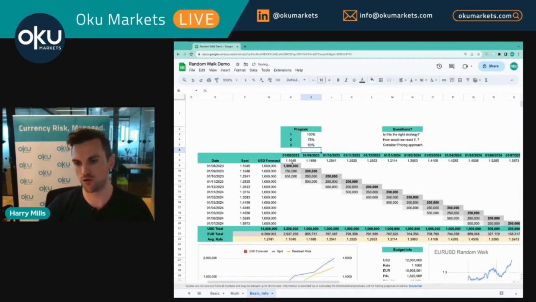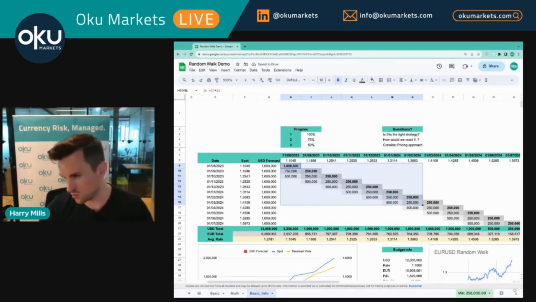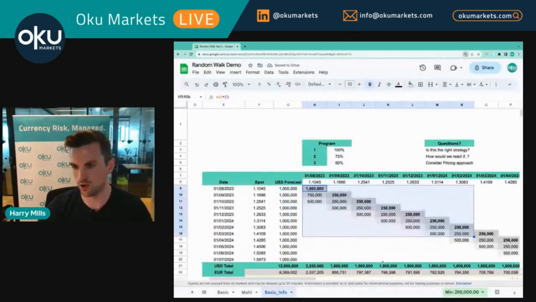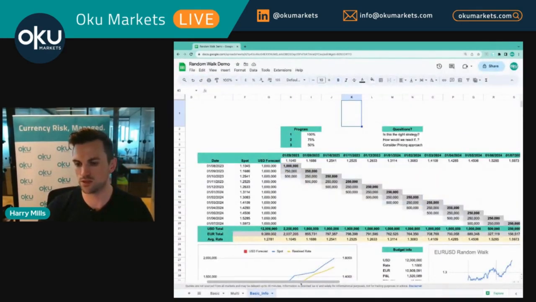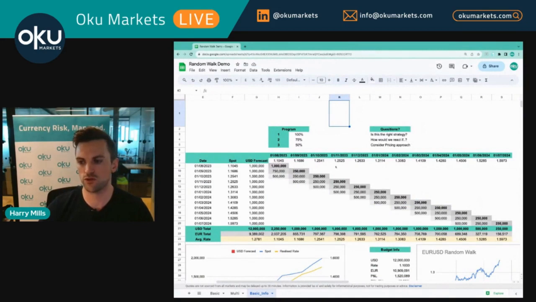So here's our hedging program. I'll just zoom in a touch. There we go, there's our hedging program for each of the months. And then we can use this to say, well, is this the right strategy for us? How would we react if? And we can consider the approach to our pricing.